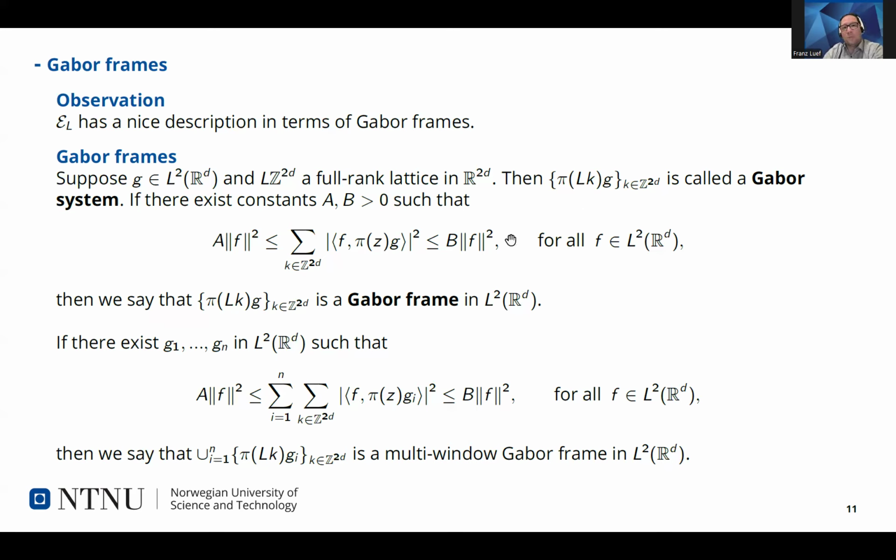So somehow we need some kind of stability. So we take all these matrix coefficients, we look at the modulus squared and sum this up over the lattice. And then we want that this is an equivalent norm to the L2 norm. And sometimes we cannot use just one window, then we have to use finitely many, so then we call it a multi-window system.